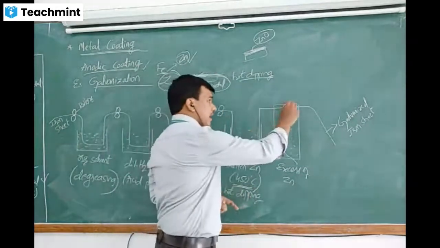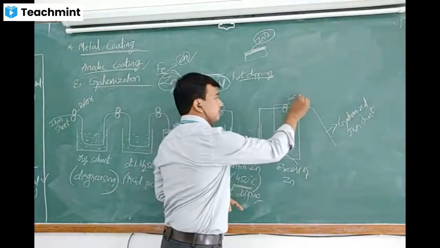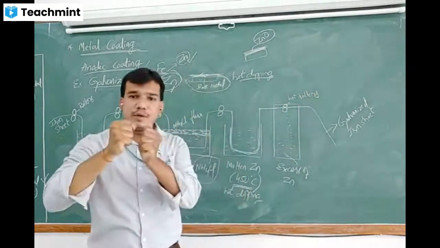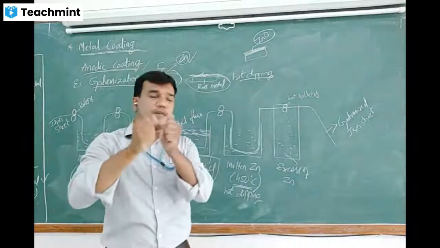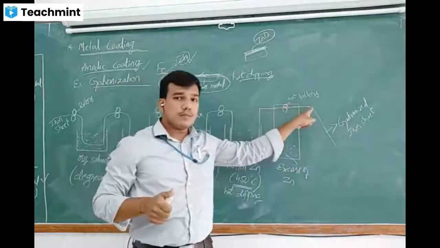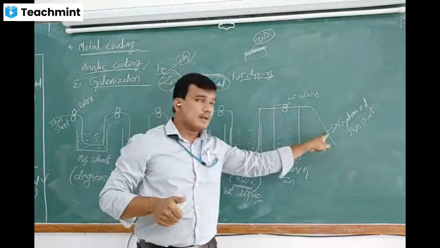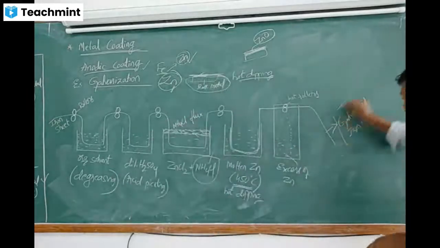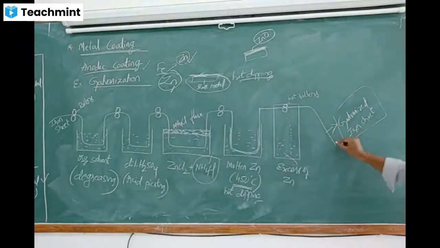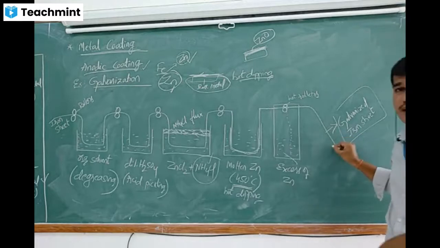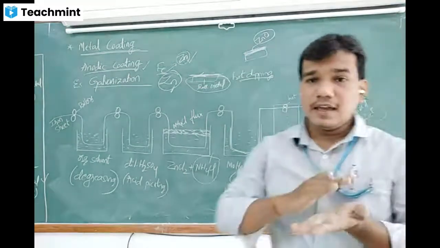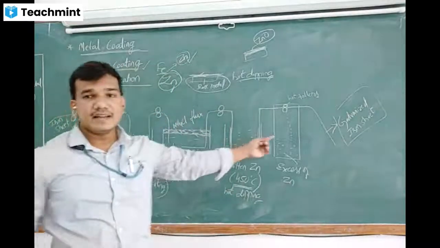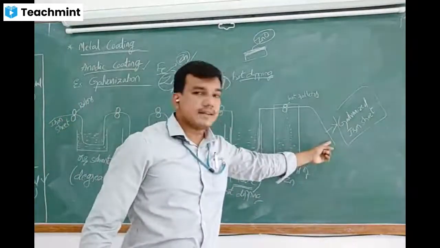So if we pass it in between the hot rollers, we will get the uniform thickness, and the galvanized iron sheet is the product. We will get it at last. Galvanized iron sheet means a uniform coating of zinc metal on the iron sheet.